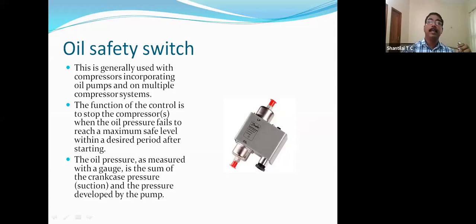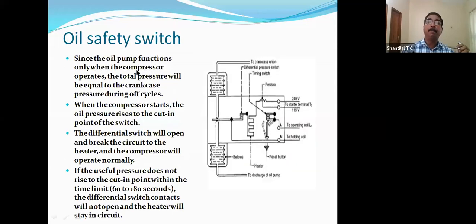Since the oil pump functions only when the compressor operates, the oil pressure will be equal to the crankcase pressure during the off cycle. That means when the compressor starts, the oil pressure rises to the cut-in point of the switch.